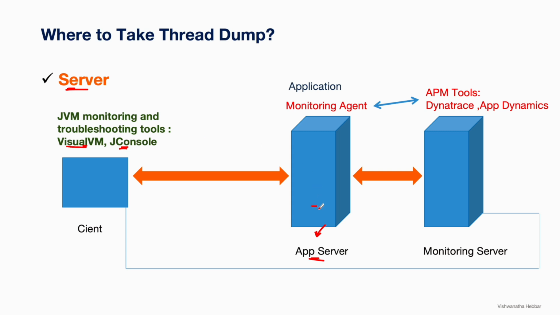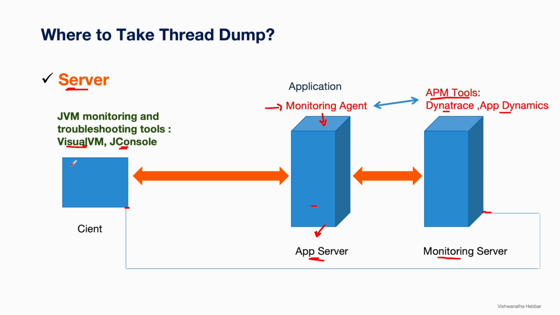So this is one option, but there are also other options where you can take a thread dump without logging into the server. For example, there are application performance monitoring tools such as Dynatrace and AppDynamics. You need to install those tools on the monitoring server, and you also need to install a monitoring agent on the application server, and this agent will monitor this server and share the data to these tools which are running on the monitoring server. And by connecting with this monitoring server, we can get the details on the client.